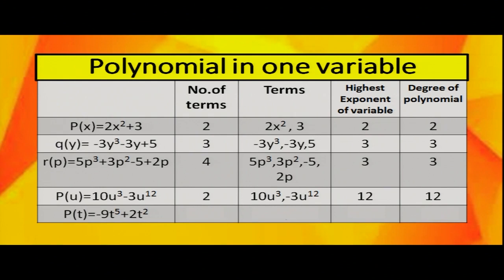And the last one is -9t^5 + 2t^2. This is a polynomial with variable t, so it is written p(t). You can see that the number of terms is 2, and the terms are -9t^5 and 2t^2, and the highest exponent of the variable is 5 here. So the degree of the polynomial here is 5.